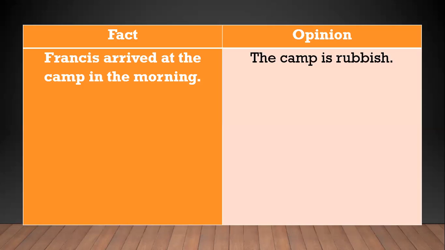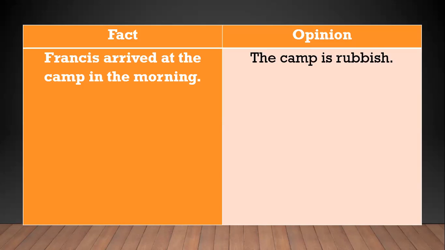Your task today then is to read through carefully, taking each sentence at a time, just as we did there, and to add into your table the facts that you can find and the opinions you can find. So I've already put those two in for you. Fact number one, Frances arrived at the camp in the morning. That is a fact. It's got that past tense verb, arrived. The opinion that she's given is that the camp is rubbish. We could also add in the second fact that we looked at, that Frances is fed up is a fact. So you could put that one in. So you've already got two facts and one opinion.